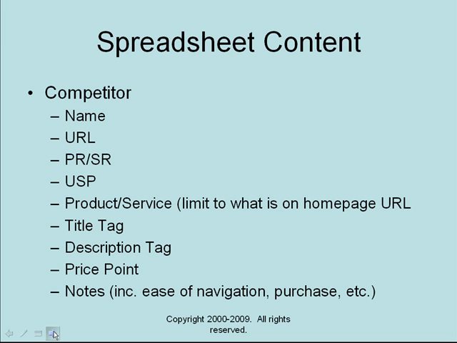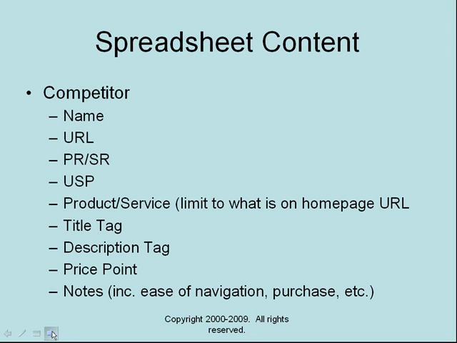But what do you put in the spreadsheet? Well, for starters, you can put what's here on this slide: the name, the URL, their page rank and/or site rank, their unique selling proposition, their product or service, and try to limit their product or services to what is only appearing on the page that's ranked. Otherwise, it'll get real confusing.